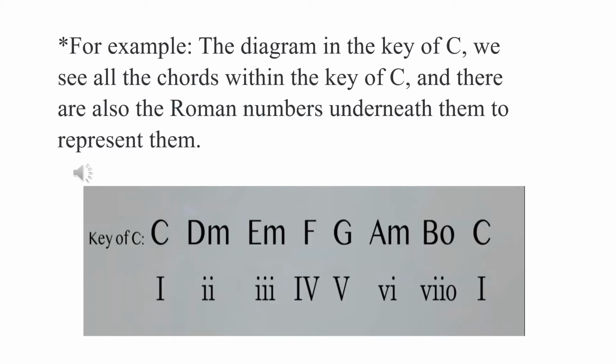For example, in the diagram in the key of C major, we see all the chords within the key of C major, and there are also Roman numerals underneath them to represent them. So we see here we have C major, D minor, E minor, F major, G major, A minor, B diminished, and C major. And underneath them are uppercase and lowercase numerals. We will talk about that in the next slide.